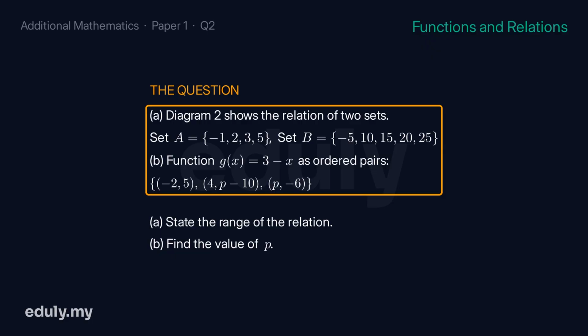Here is what we are given. In Part A, the two sets and how they are connected, and in Part B, the function g of x equals 3 minus x, written as three ordered pairs. And here is what we must find: the range of that relation and the value of p.